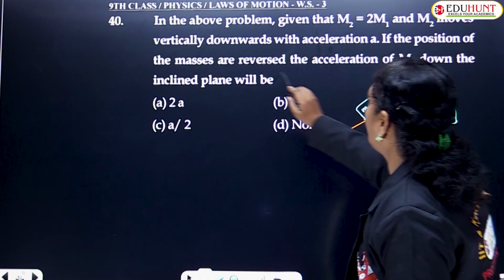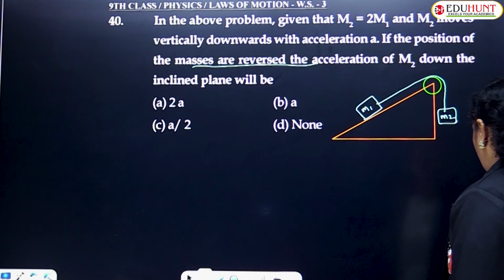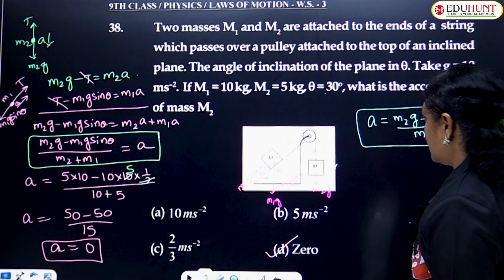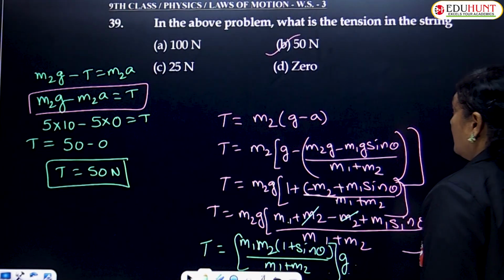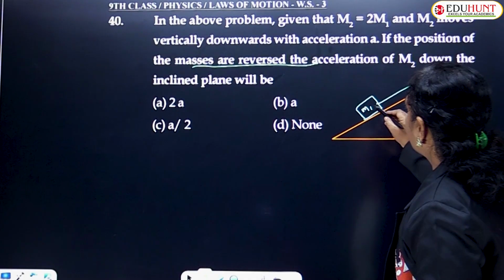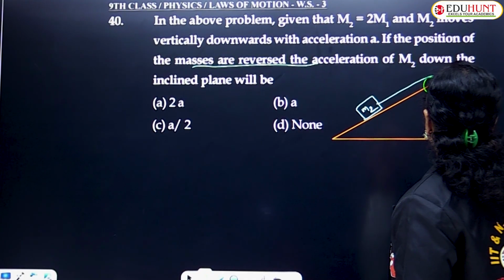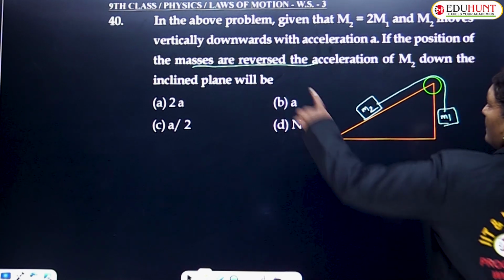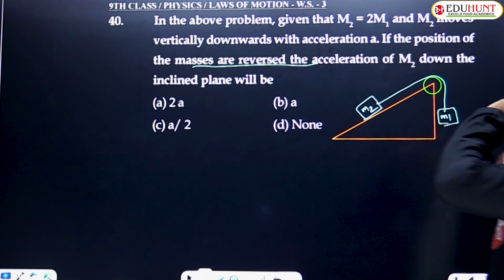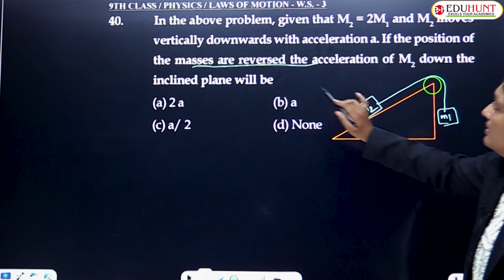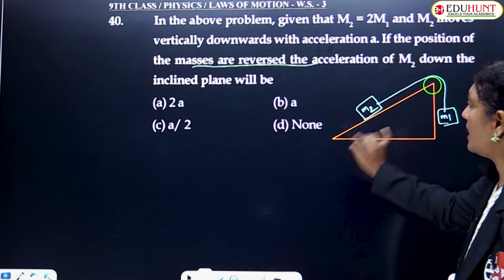So clearly the masses are reversed. In the earlier example, what we observed was here M1 was there, here M2 was there. But in this example, the masses are reversed. Then this will become M2 and this will become M1. Is that clear? So masses are reversed. Earlier here M1 was there and here M2. Now the masses are reversed. So the acceleration of M2 down the inclined plane is down the inclined plane.